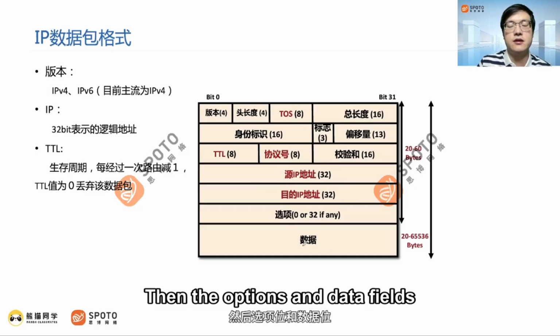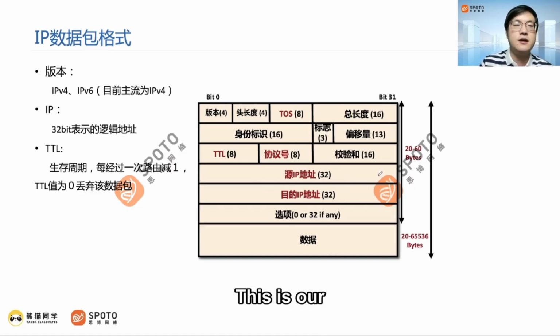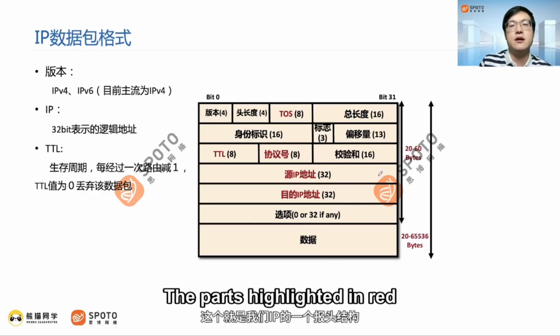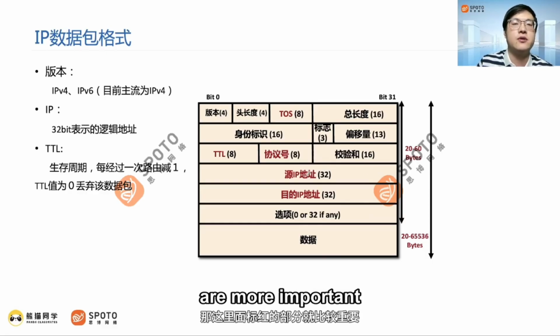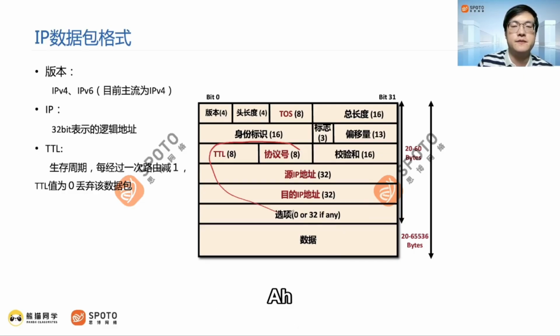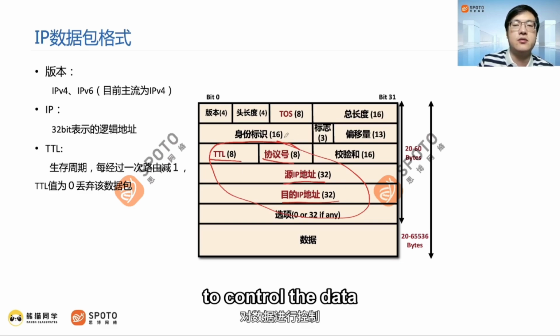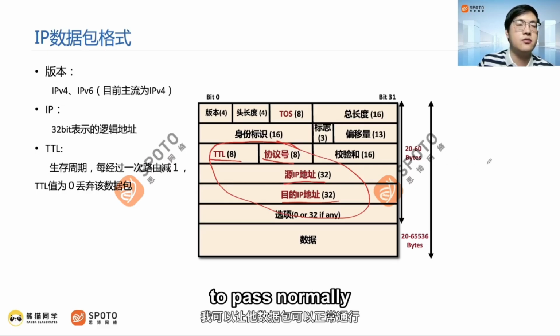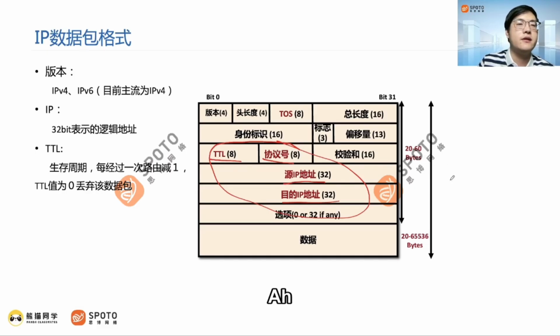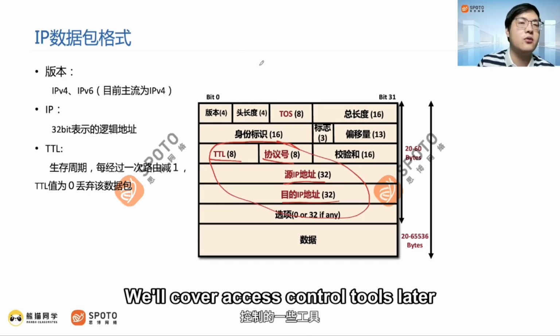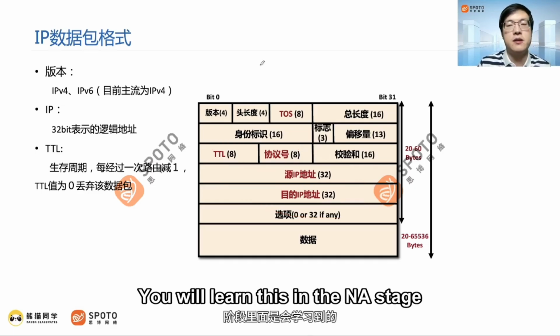Then the options and data fields. I just roughly covered this. This is our IP header structure. The parts highlighted in red are more important: TTL, protocol, source IP, and destination IP. Later we can use this information to control the data. I can allow data packets to pass normally, or block them. We'll cover access control tools later. You will learn this in the NA stage.